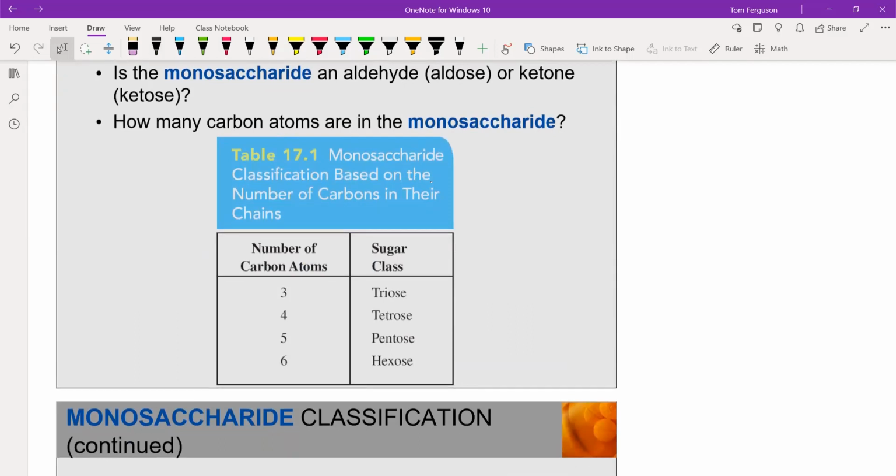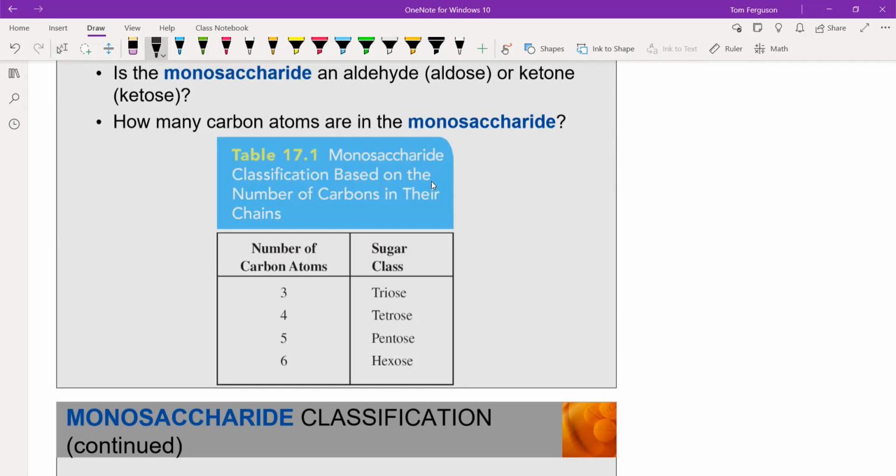Okay, so classifying monosaccharides. Now, monosaccharides are the building blocks for making more complex carbohydrates. Disaccharides have two monosaccharides tied together, and the special linkage we're going to talk about. Oligosaccharides tie together 3 up to 10 units, frequently glucose or fructose. And then polysaccharides are 11 and more.